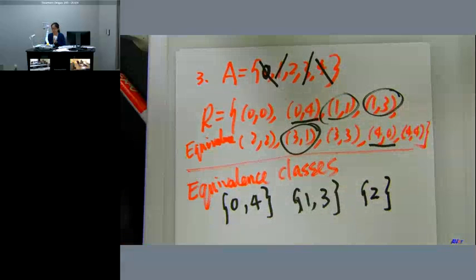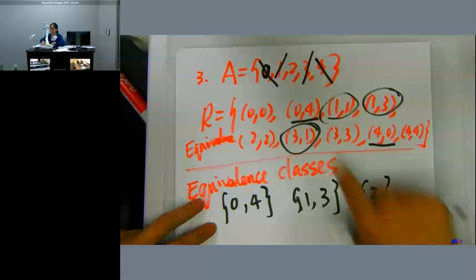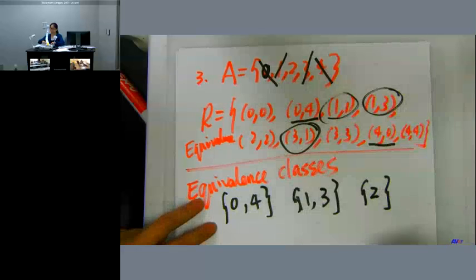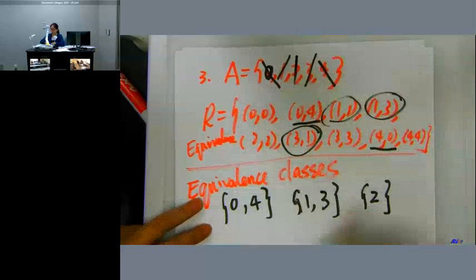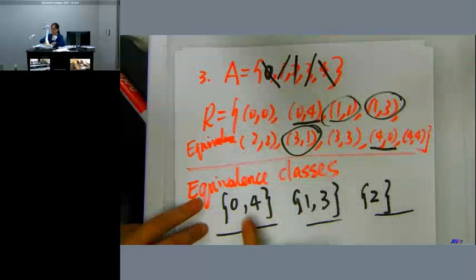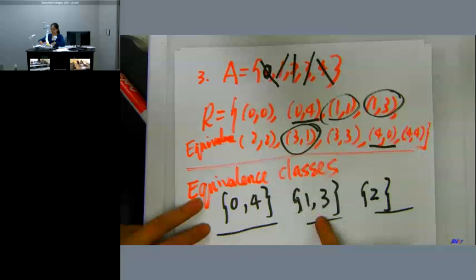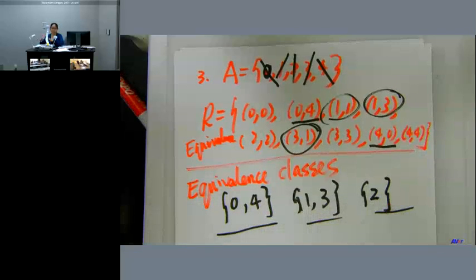Okay. So that's everything. After you finish your equivalence classes, every number should be in there. You cannot miss any of them. So I did every number. So that we have 3 classes. The first class has 0, 4, the second has 1, 3, and the third one has 2. So 3 classes.